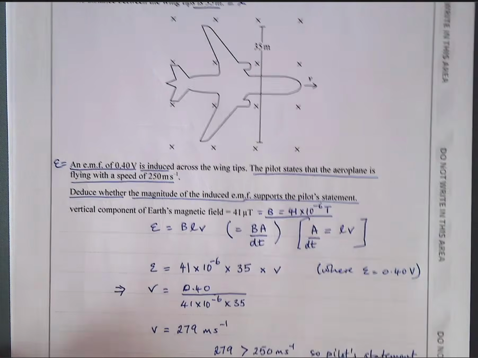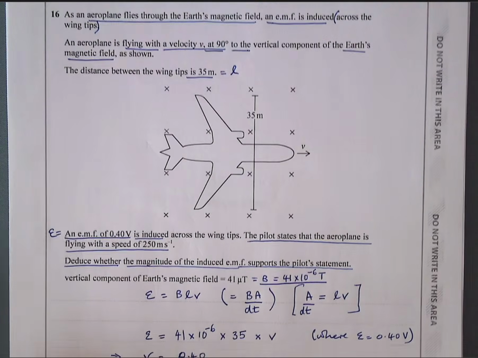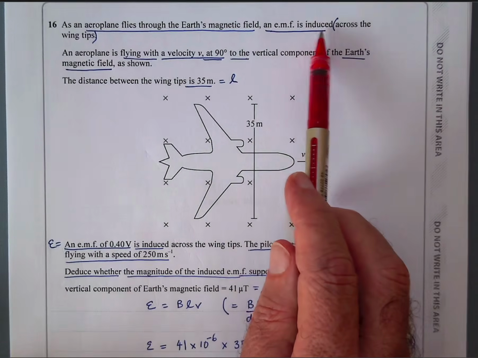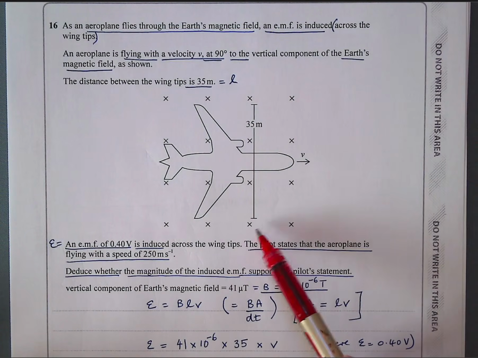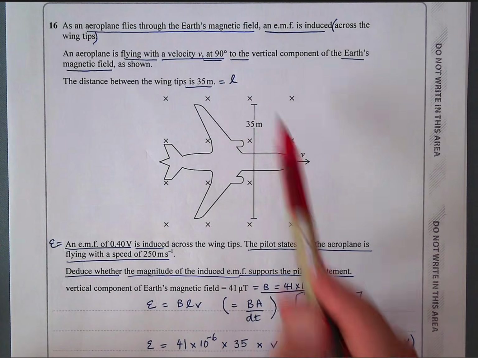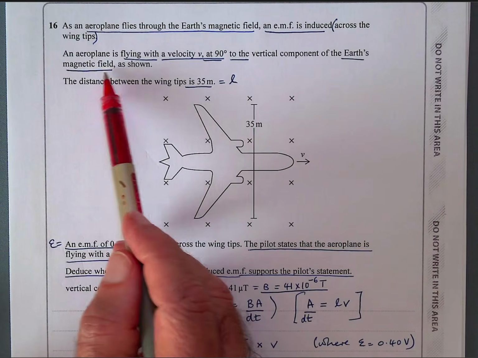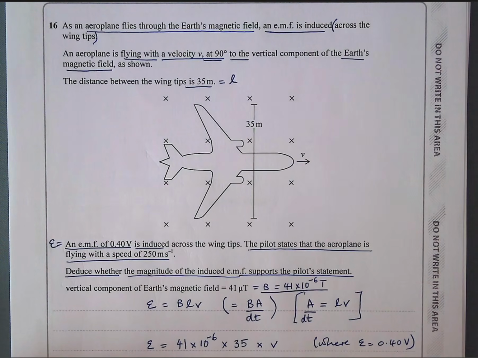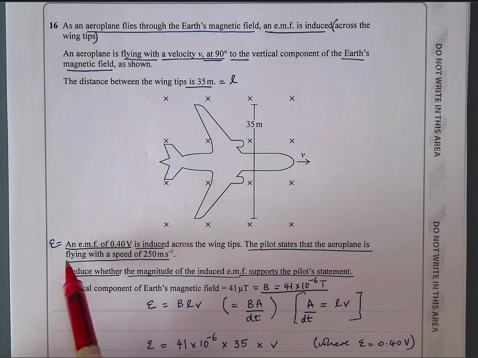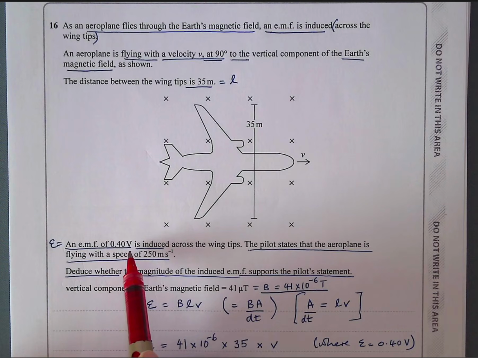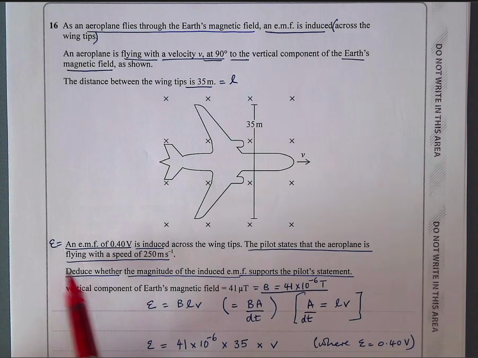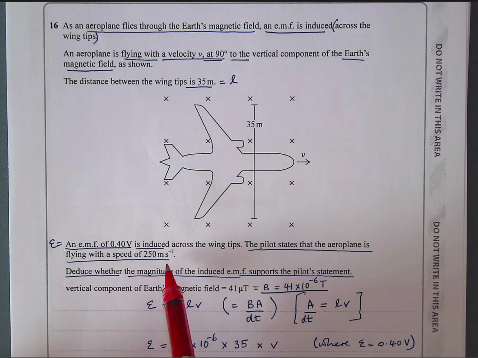This time it's another 4 marker. It's question 16, and it says an aeroplane flies through the Earth's magnetic field. An EMF is induced across its wingtips. The wingtips are 35 meters across. The aeroplane is flying with a velocity v at 90 degrees to the vertical component of the Earth's magnetic field. By telling us 90 degrees, we don't have to do any sine theta in the equation. The distance between tips is given, so that's L. An EMF of 0.40 volts is induced across the tips. The pilot states that the aeroplane is flying with a speed of 250 meters per second.